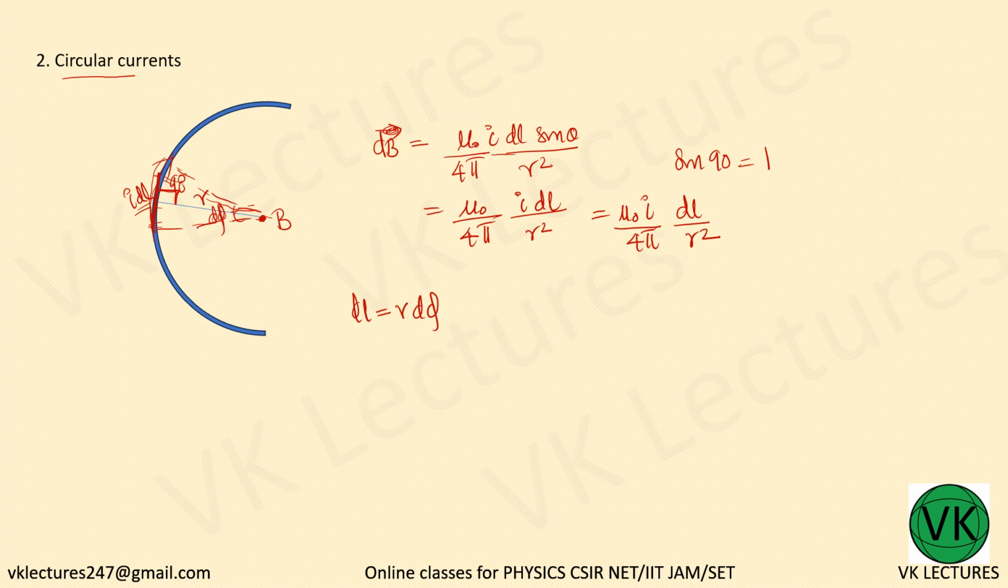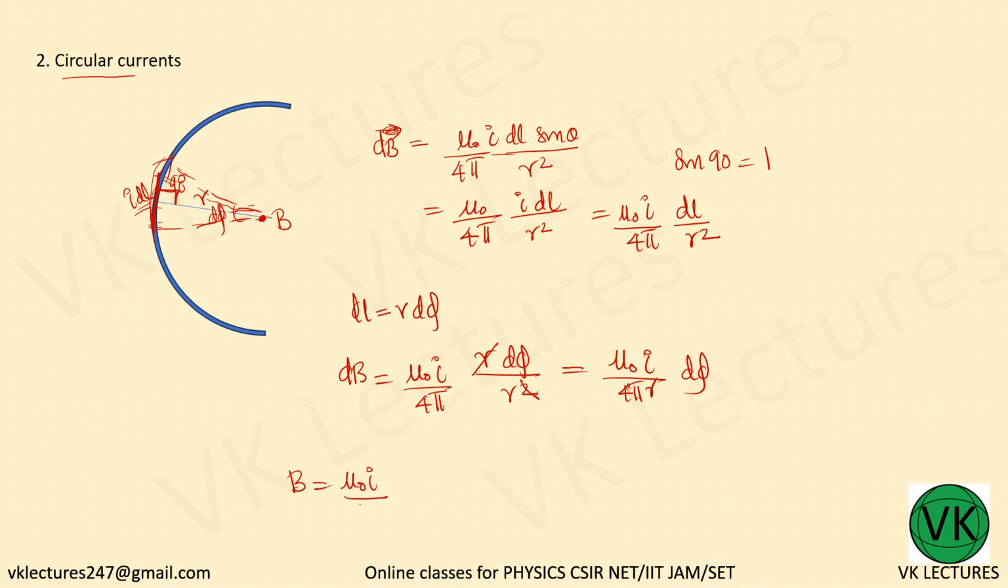So this can also be represented as dB equal to mu 0 I divided by 4 pi into r d phi divided by r square. Here r and r square get cancelled, so it will be mu 0 I by 4 pi r into d phi.